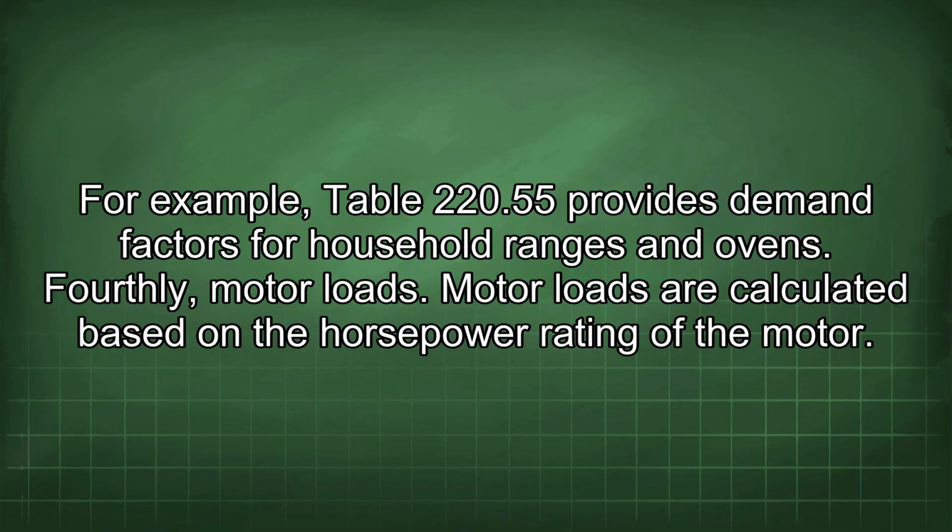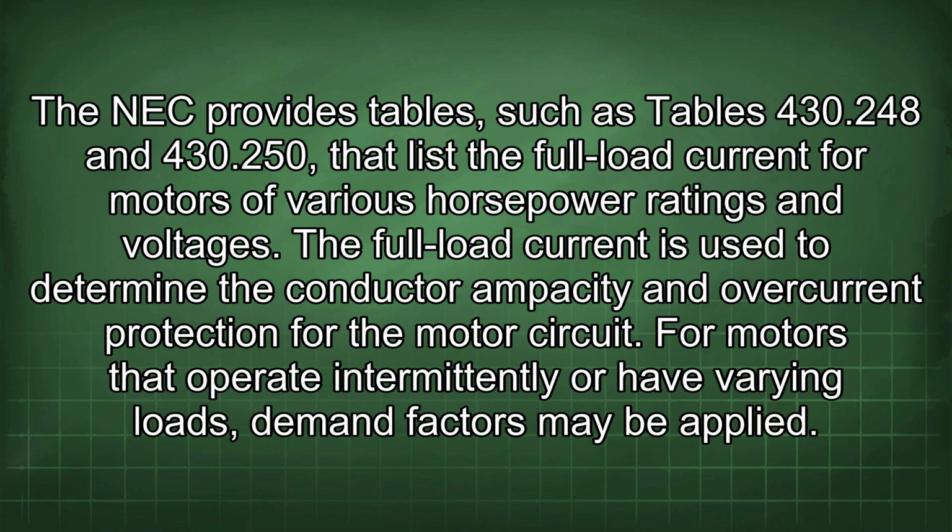Fourthly, motor loads. Motor loads are calculated based on the horsepower rating of the motor. The NEC provides tables, such as Tables 430.248 and 430.250 that list the full load current for motors of various horsepower ratings and voltages. The full load current is used to determine the conductor ampacity and overcurrent protection for the motor circuit. For motors that operate intermittently or have varying loads, demand factors may be applied.